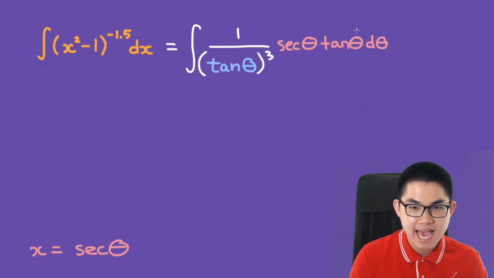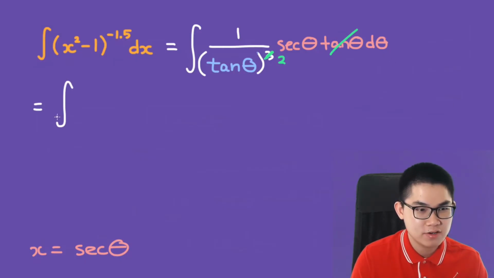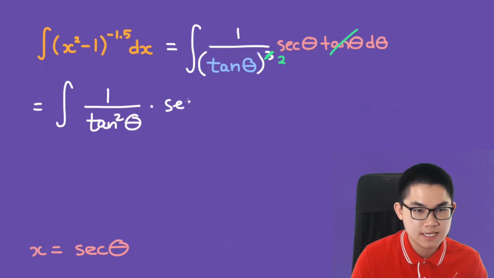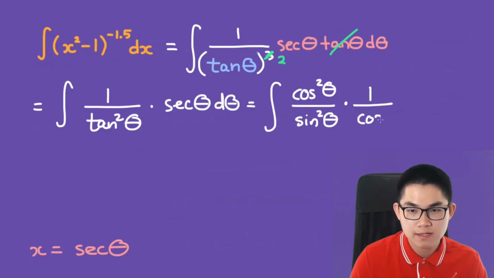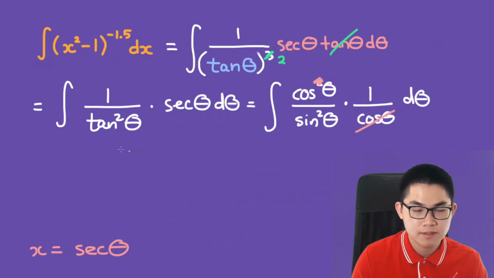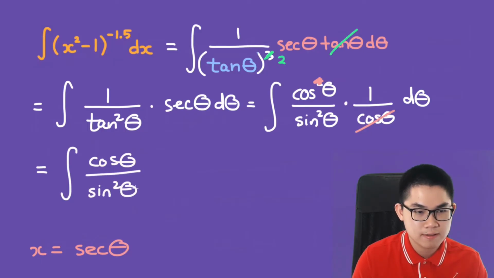Here we have a tan, so the tan will cancel out with this, so the number will no longer be a 3, but it will be a 2. We have the integral of 1 over tan to the power of 2 times secant d theta. So this will be cosine to the power of 2 over sine to the power of 2, and secant is 1 over cosine. This cosine will cancel out with this. We have cosine over sine squared d theta.